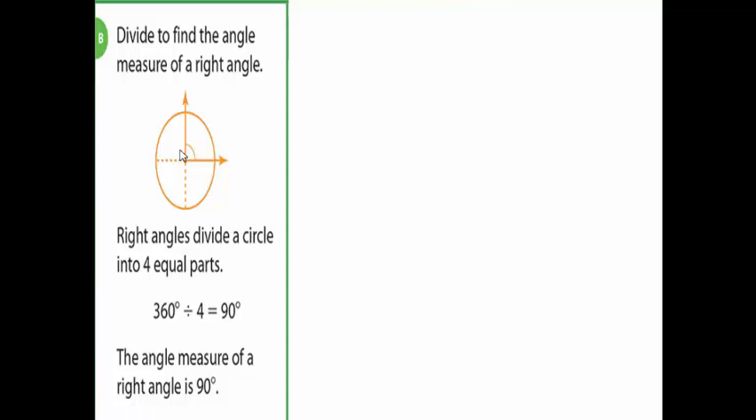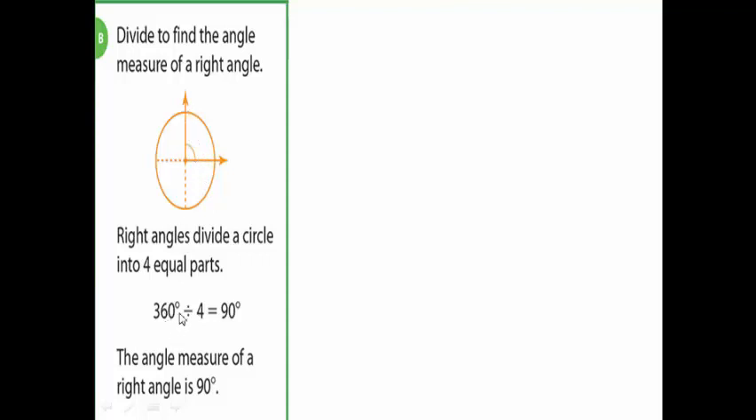So what is the measurement of this whole circle? It will be 360, because you know the circle contains 360 degrees. And now how many parts do we have here? I have 4 parts, 1, 2, 3, 4, and this angle represents only 1 part of these.